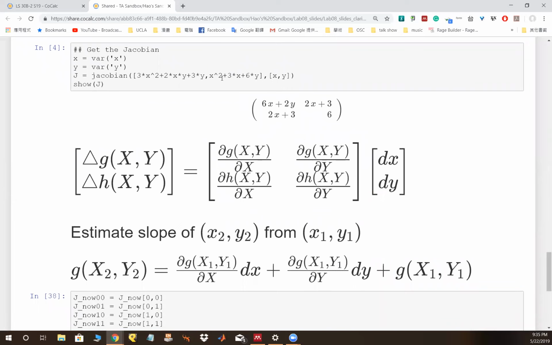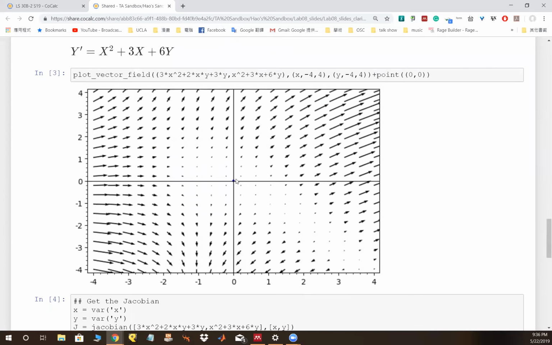Sorry, my bad. If you get the Jacobian, and since the equilibrium point is just 0, 0, you get 0, 3, 3, 6. And the eigenvalues of this matrix, by putting x and y as zeros, I think are one positive, one negative. Since there is a positive eigenvalue, it is non-stable. So that's why this equilibrium point is non-stable.